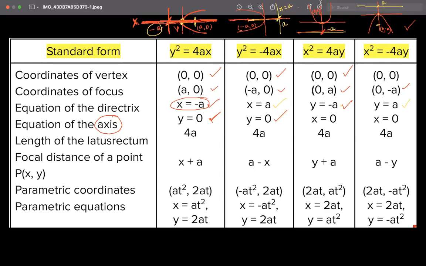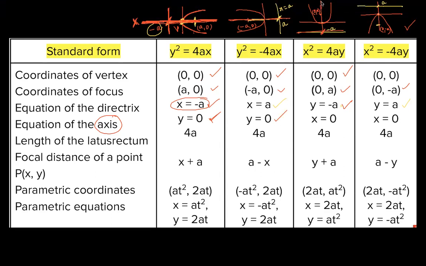Now, in the third case, the parabola is symmetrical about the y-axis. But what is the equation for the y-axis? x is equal to 0. In the last case, the parabola is also symmetrical about the y-axis, and the equation for the y-axis is x equals 0. Got it? Note down till here.